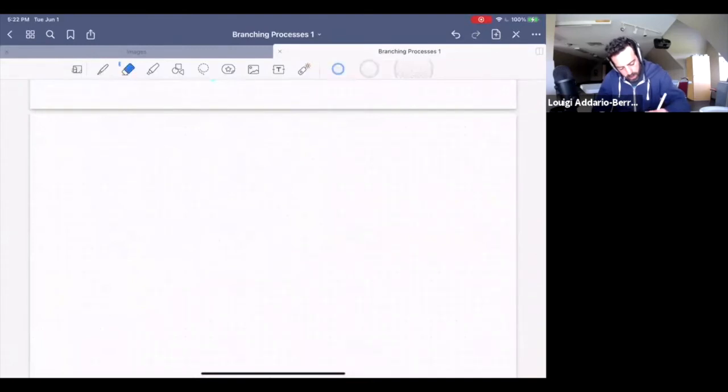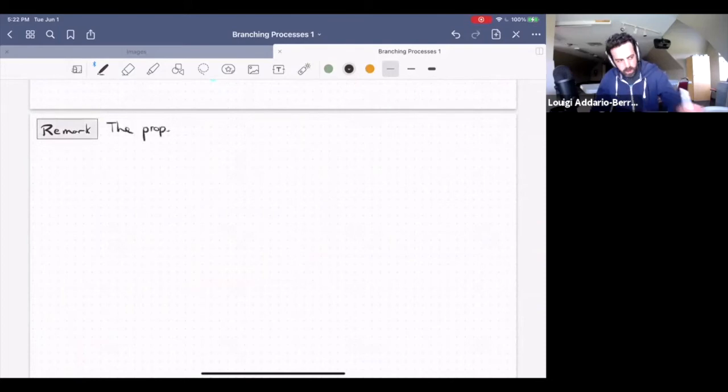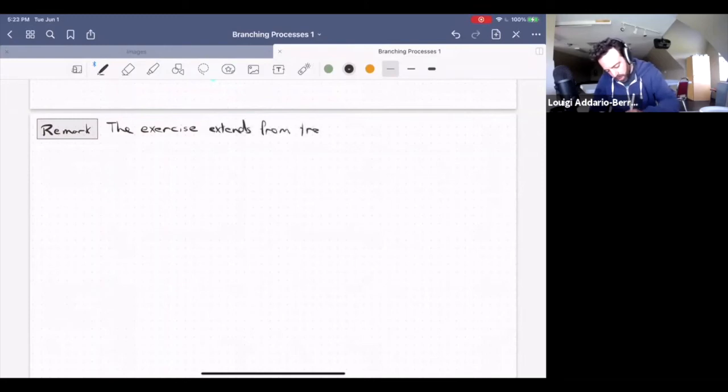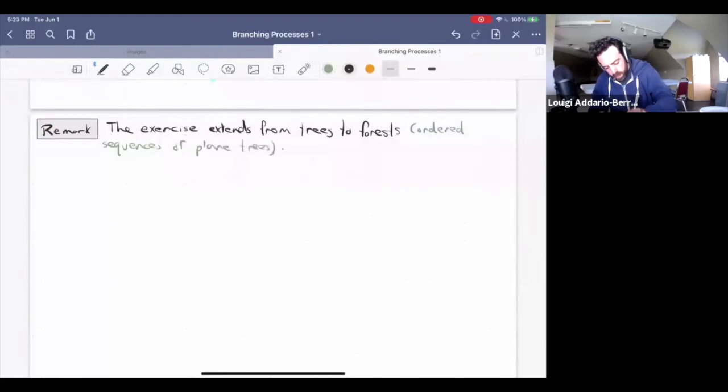So I just want to make one remark before getting onto the cycle lemma, which I've been saying I will do for a while. So this is the proposition. So what am I calling the proposition here? Let me say the exercise. I'm not exactly following my notes today for some reason, which is a little bit scary to me because it generally gets me into trouble, but we'll see. So the exercise extends from trees to forests. Okay, and here by forests, I mean ordered sequences of plane trees. And the rule for this is just to concatenate the sequence of depth first walks.